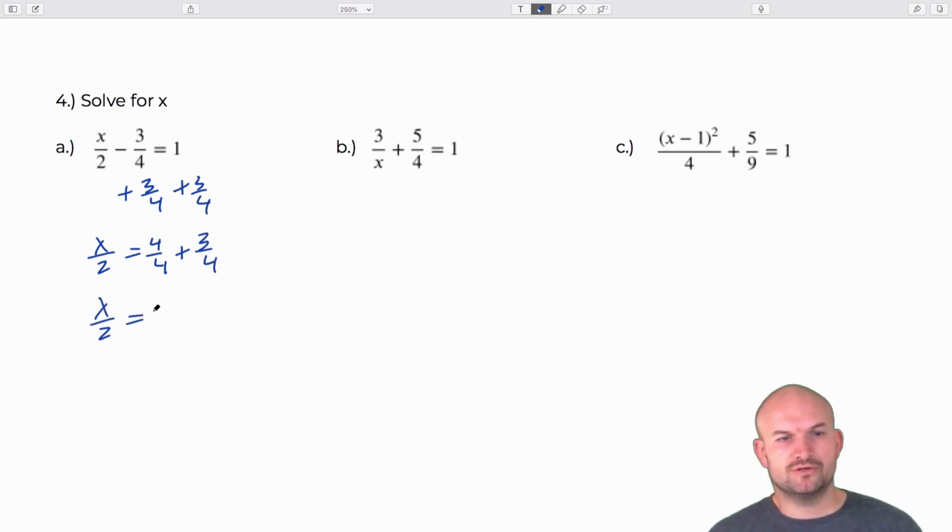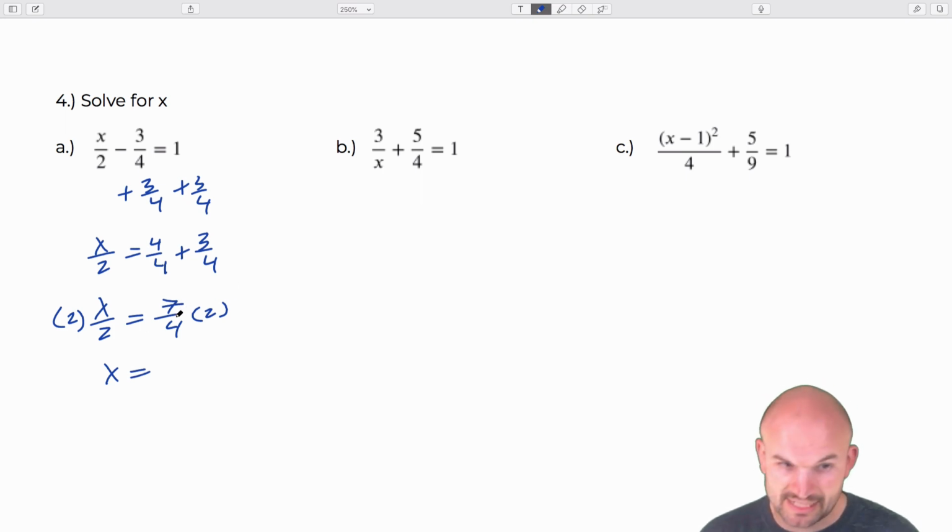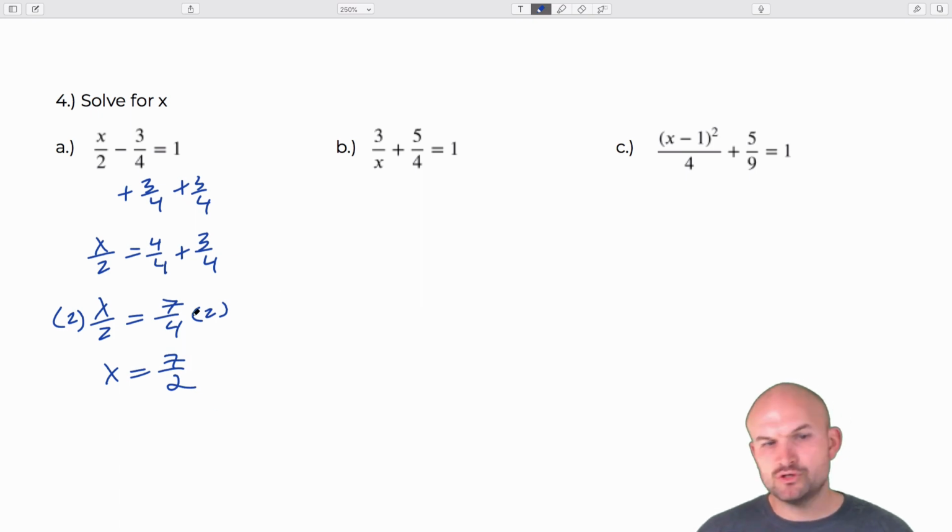So x over 2 equals 7/4. And then if I want to solve for x, I'm just going to multiply by 2 on both sides. So x equals, you could do 2 times 7 is 14, divided by 2, and then just reduce that. Or you can just simplify that out, and you can see you get 7/2. Okay? 2 over 4 reduces to 1/2, so it's 7 times 1/2, which is 7/2.